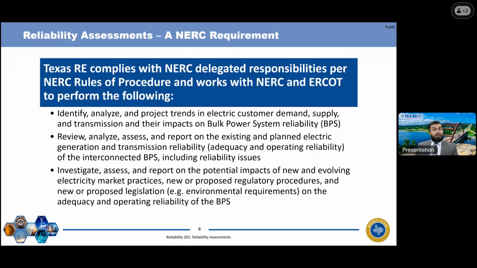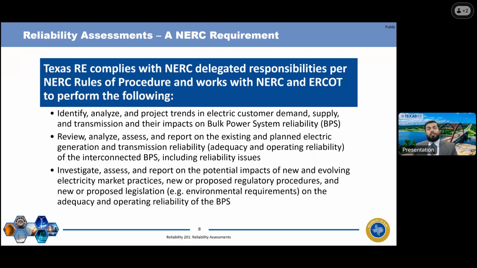Now, reliability assessments are an important tool to gauge how the system would behave in the near and long-term future, which is very important for our system operators. This information can be very helpful for our policymakers as well. NERC has delegated this responsibility to perform reliability assessments to the regions.